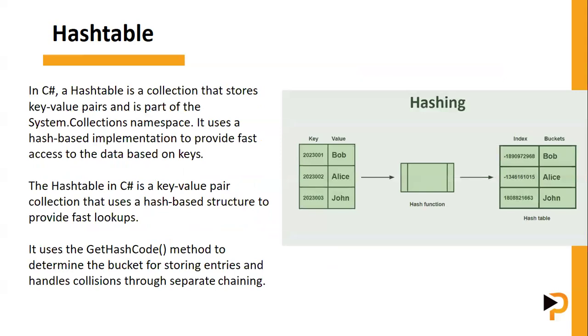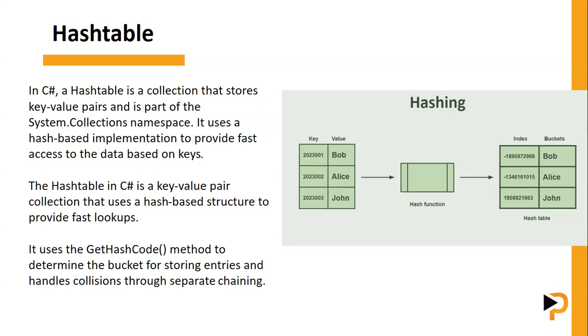Now, a hash table is a collection that stores key value pairs and is part of the System.Collections namespace. A hash table in C# stores key value pairs and uses a hash based structure to provide fast lookup. It uses the GetHashCode method to determine the bucket for storing entries and handles collisions through separate chaining.